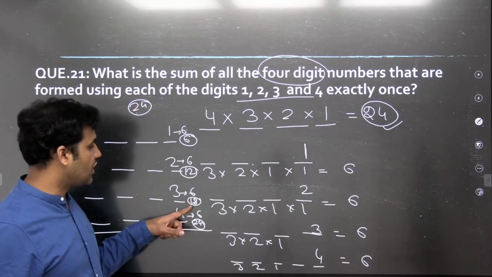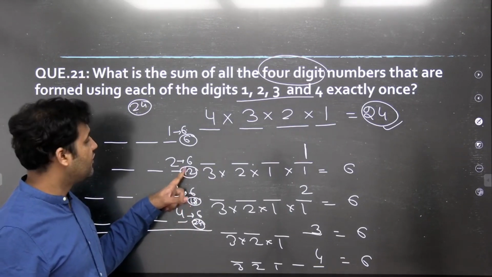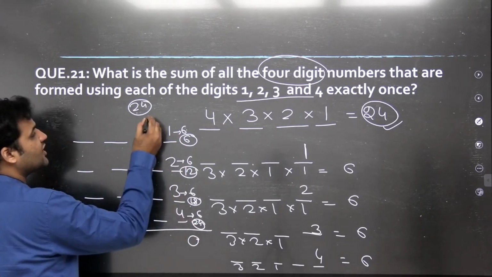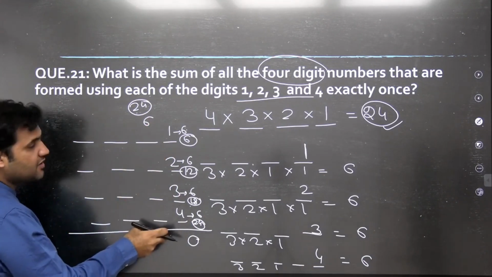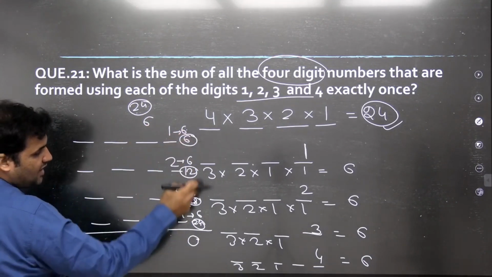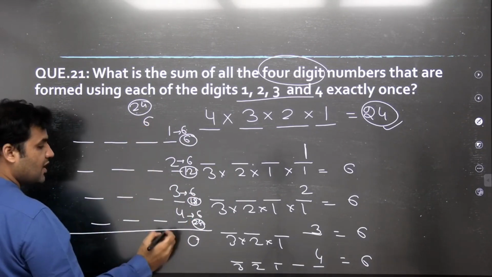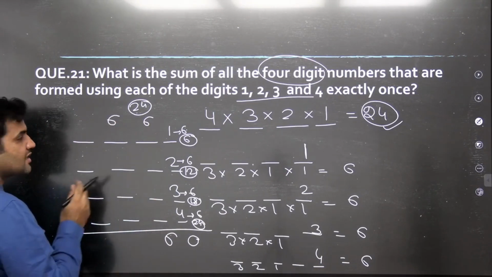24 plus 18 is 42. 42 plus 12 is 54. 54 plus 6 is 60. So I'll write down 0 over here and 6 will be carried forward. And the same process will be repeated for the tens place digit also. So the same sum of 60 will come for the tens digit also, plus the 6 carried forward. So the total sum will come out as 66, and then 6 will be taken as carry forward.